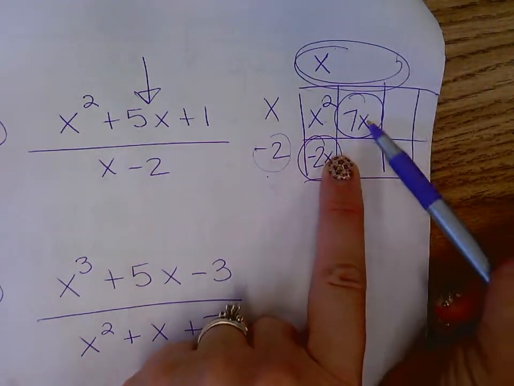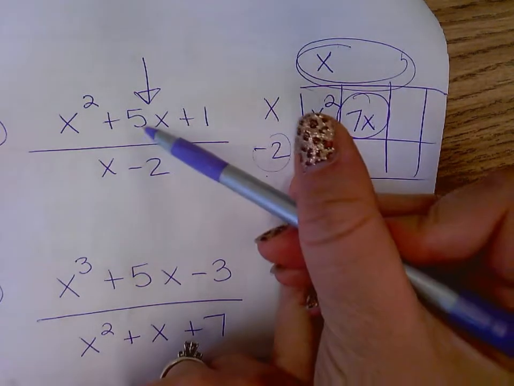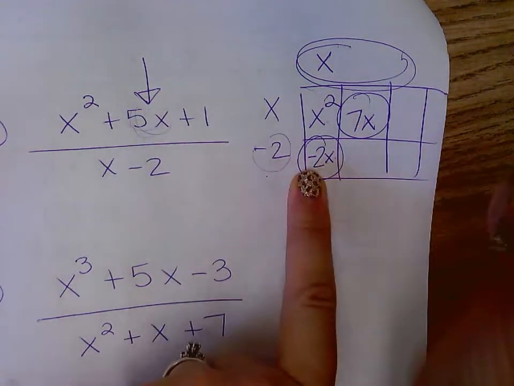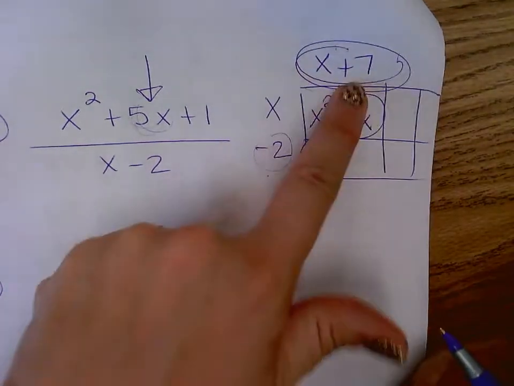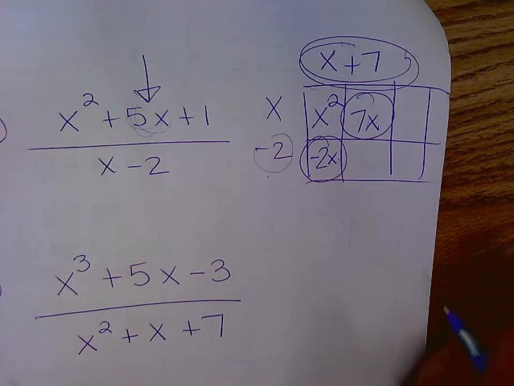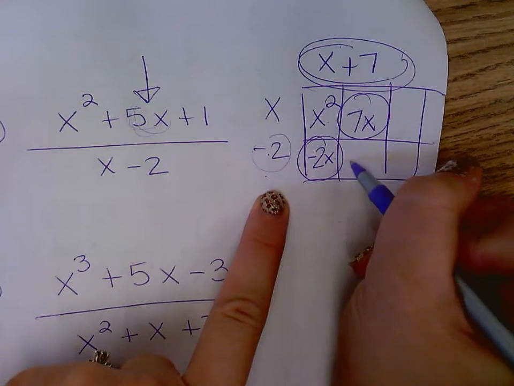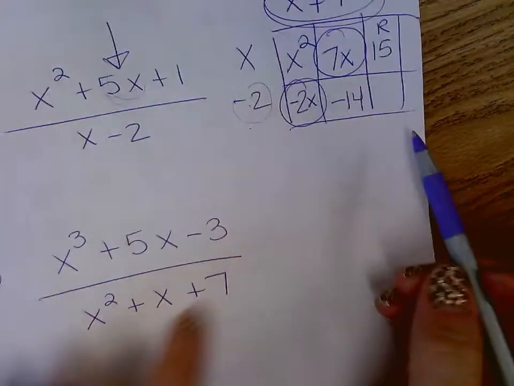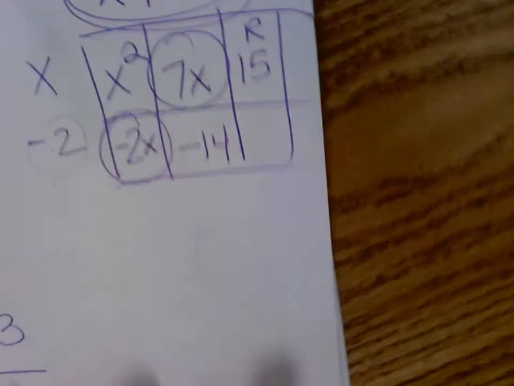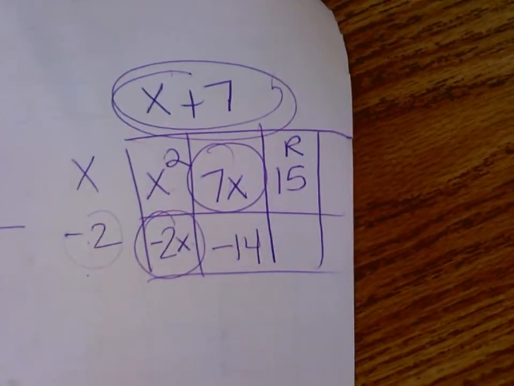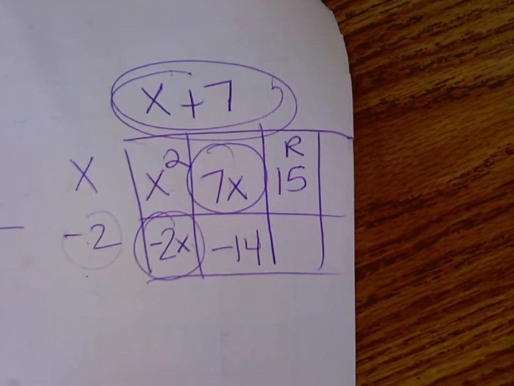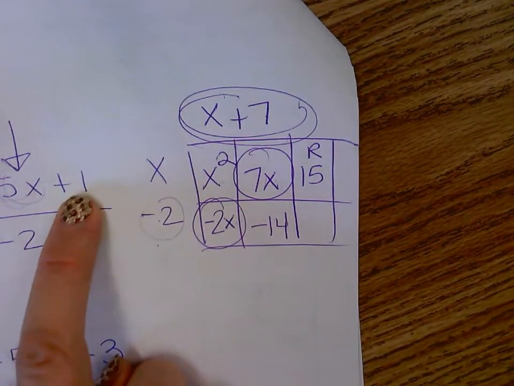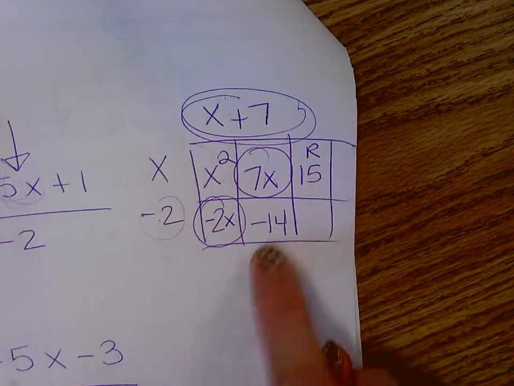7x's plus -2x's will add up to the 5x of my dividend. So x plus 7 was the correct quotient. I do 7 times -2 is -14. It looks like 15 would be my remainder. So x plus 7 is the quotient, and then 15 is the remainder, because I have to get back to this positive 1 over here, right? I'm currently at -14, plus 15 gives me 1.